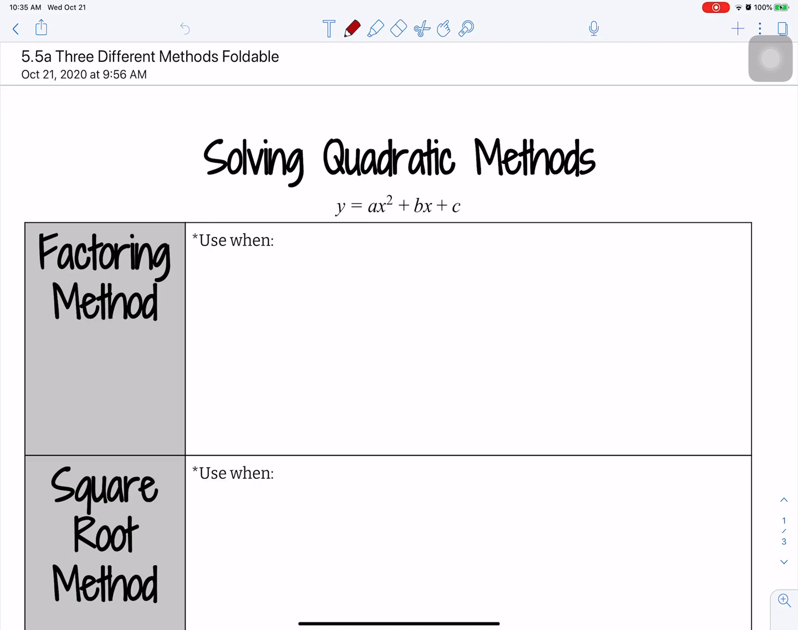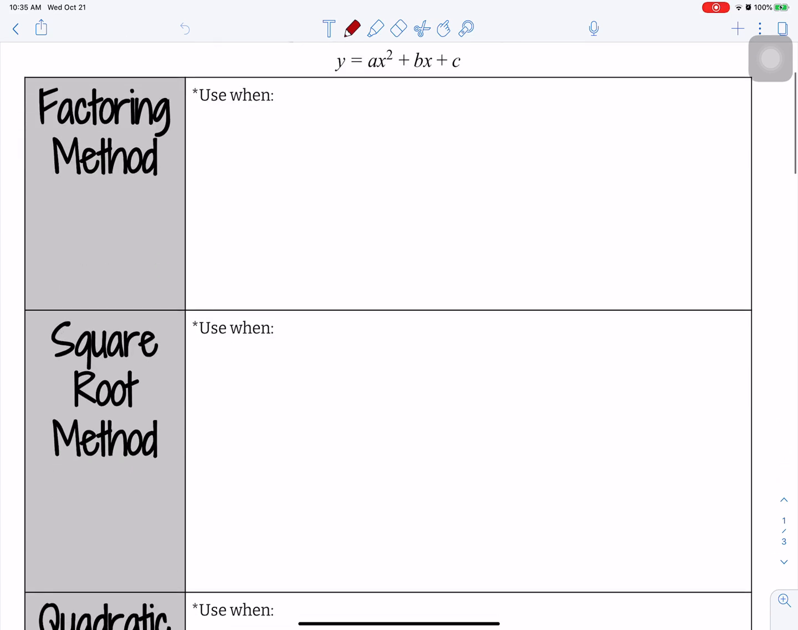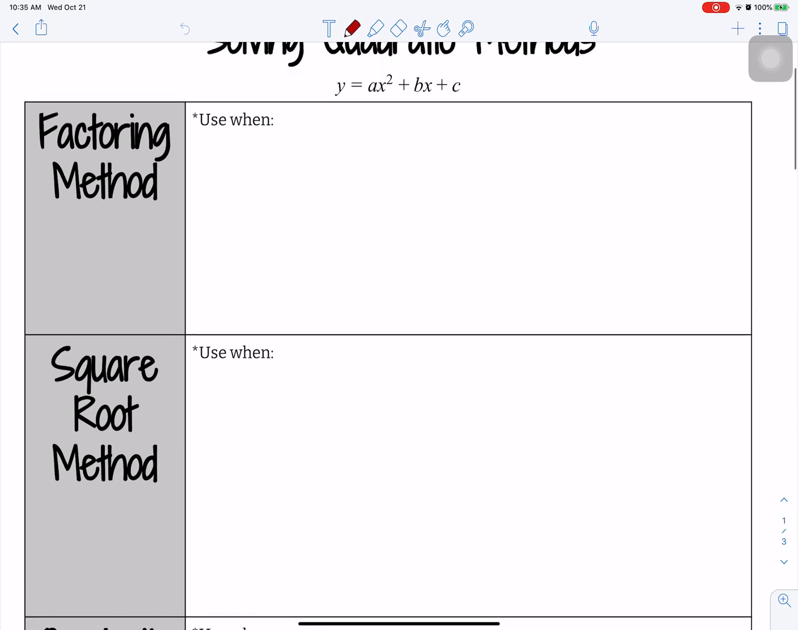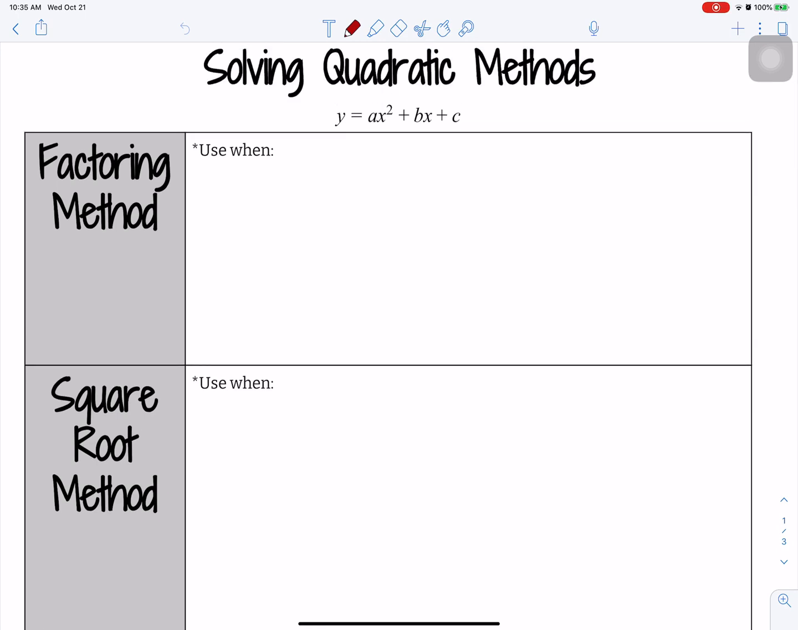So this should go in your notes. You don't actually need this particular sheet, but you should put this information in your notebook so that you have it. We have 3 different methods that we would use when we're solving equations. So the factoring method, we're going to use when a equals 1.